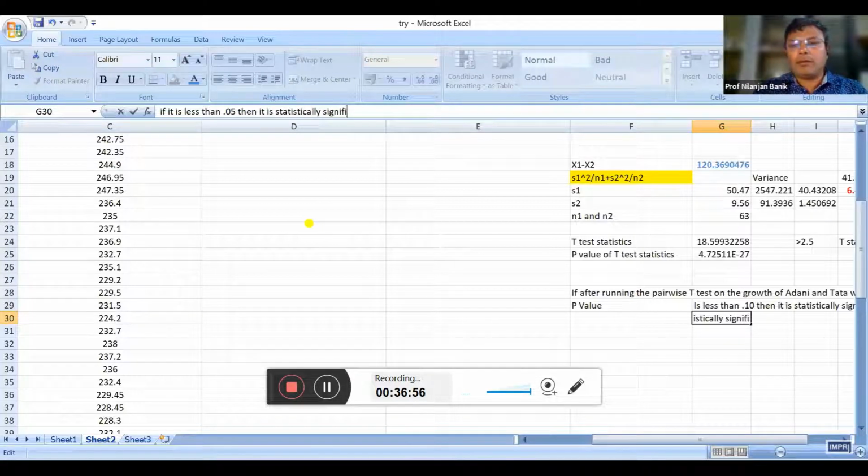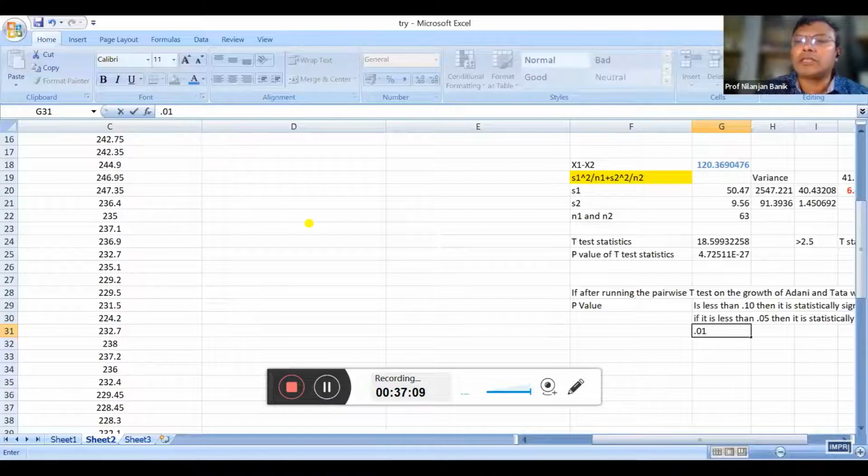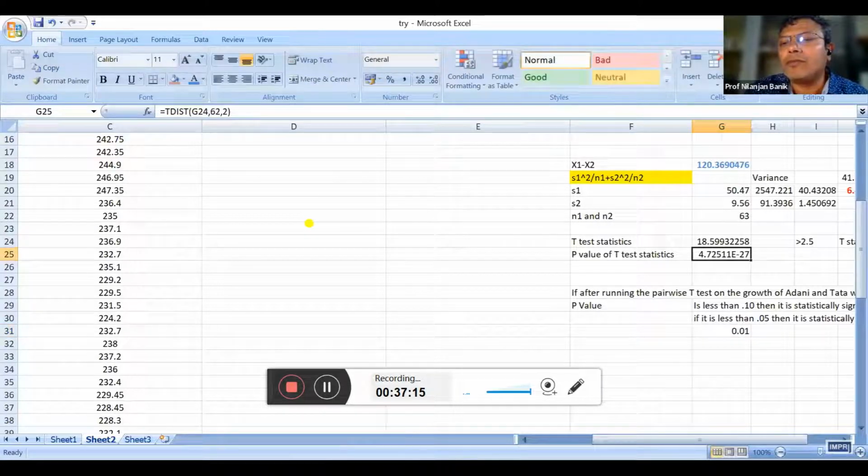And if it is less than 0.01, it is statistically significant at 1% level. Typically, when you work with the data, you work with this one. So remember what was the value that we got? It is much less than 0.001, so it's highly significant. It's super significant. That does not surprise us because the mean value of Adani Power is greater than that of Tata Power. But let's try to do this.